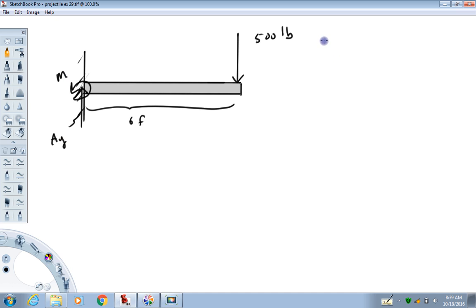So, first equation, sum of all forces in the y direction equals 0, up positive, and that's going to be AY minus 500 pounds equals 0. So we get that AY is equal to 500 pounds, not a huge surprise.